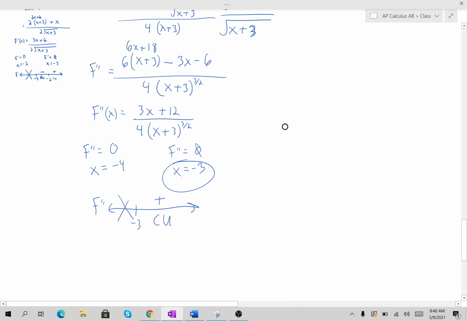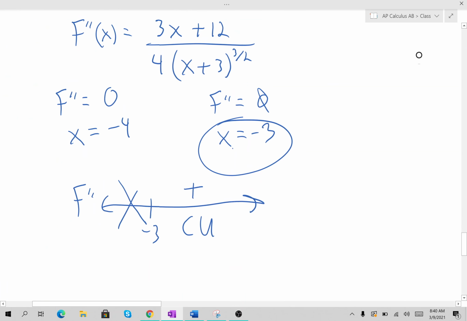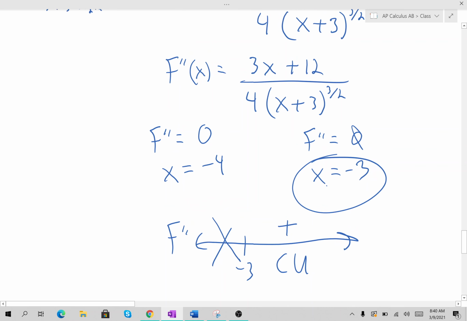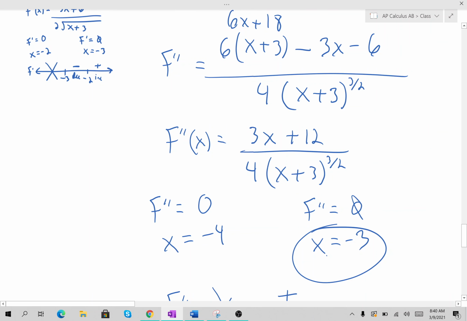Okay? So what that does, I'm going to zoom in a little bit here. If we list all of our junk out, I'll do it over here. From our first derivative number line, we have critical numbers at x equals negative 3 and x equals negative 2. They both count because they make f defined, but they make f prime undefined and 0. Negative 2 makes it 0. So we have increasing from negative 2 to infinity. We have decreasing between negative 3 and negative 2, and that means we have a relative min there.